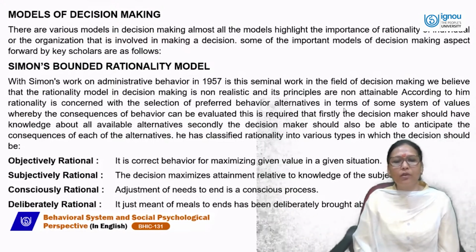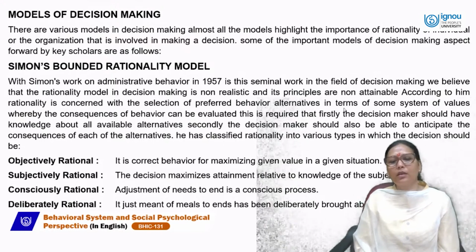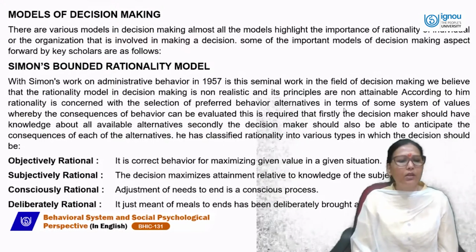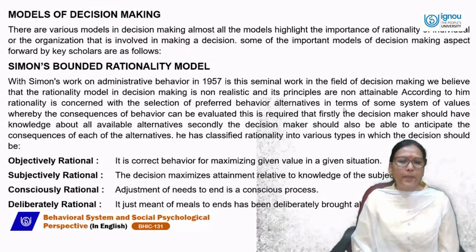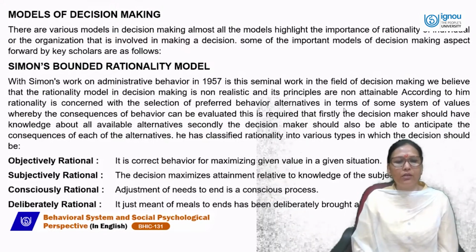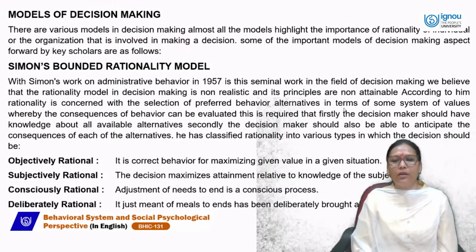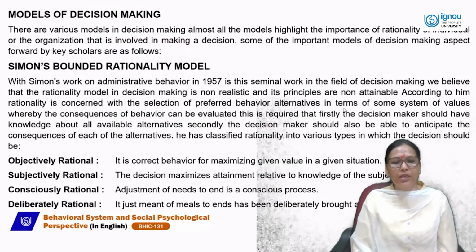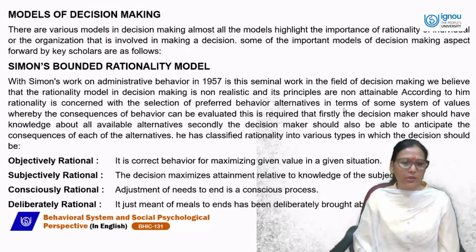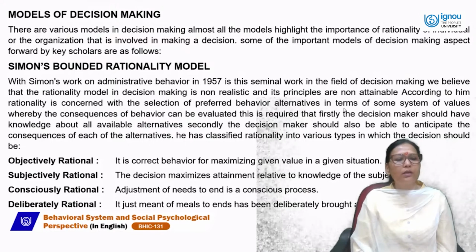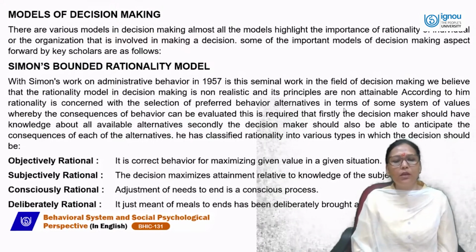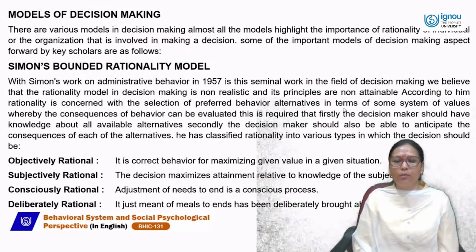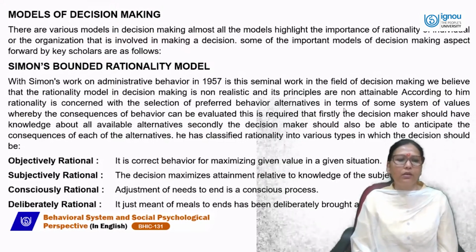It is correct behavior for maximizing given values in a given situation. Second was the subjectively rational. The decision maximizes attainment relative to knowledge of the subject. And third was the consciously rational, in which adjustment of means to ends is a conscious process. Next, deliberately rational. It means the adjustment of means to ends has been deliberately brought about. These were the four types of rationality in Simon's bounded rationality model.